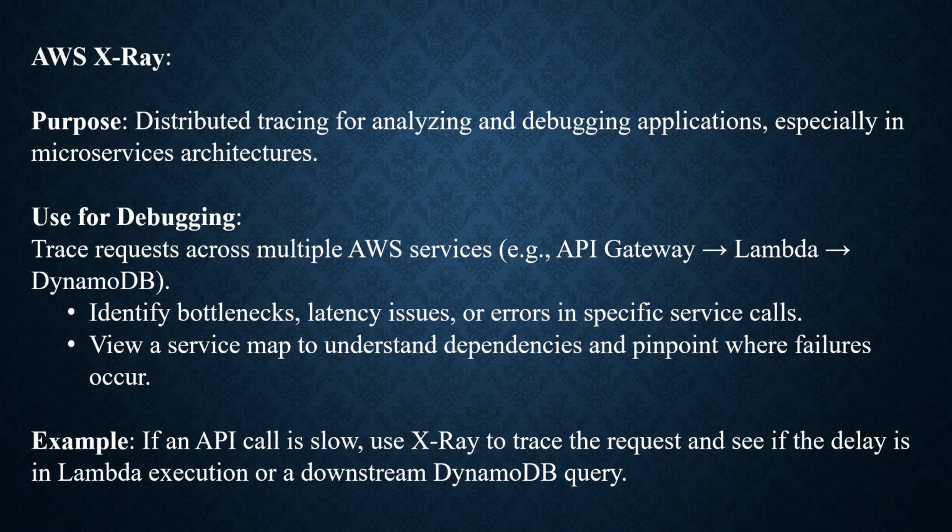Next, we'll go with AWS X-Ray. It traces requests across distributed systems, for example, API Gateway to Lambda to DynamoDB. It identifies latency bottlenecks or errors in maps, and you can enable X-Ray for Lambda or ECS to debug the request flows and pinpoint failing components. For example, if an API call is slow, use X-Ray to trace the request and see if the delay is in Lambda execution or a downstream DynamoDB query.